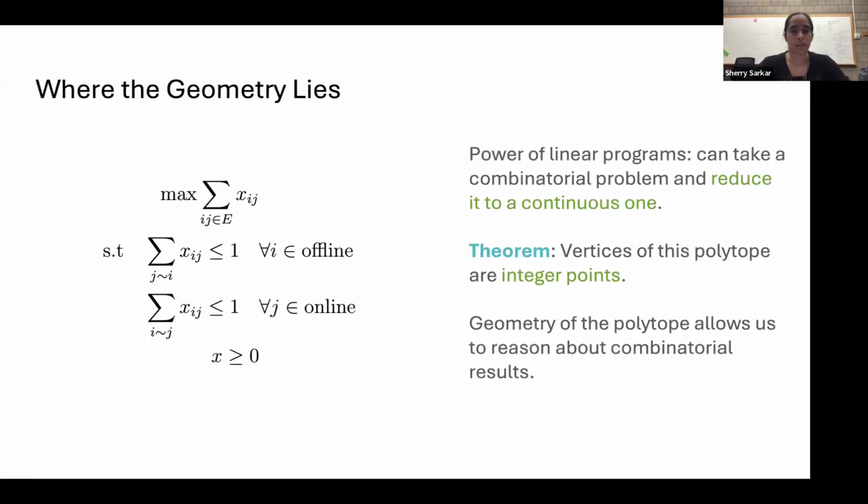Okay, good. So I know this is a geometry seminar, so let me say a bit about where the geometry lies. It lies in the power of these linear programs. So this matching problem, the problem of finding a maximum sized matching, is one that can be described beautifully with a linear program. I can have a variable for every edge, and then I have these linear constraints.